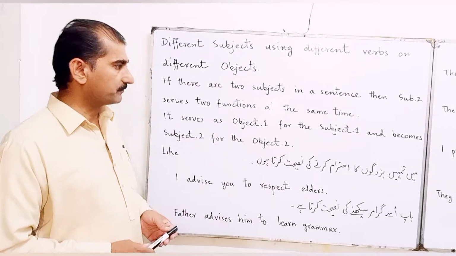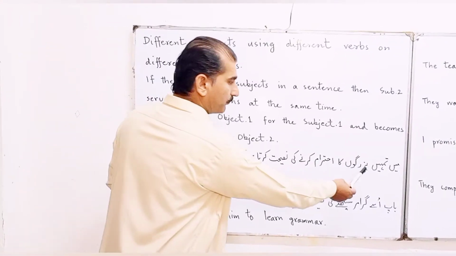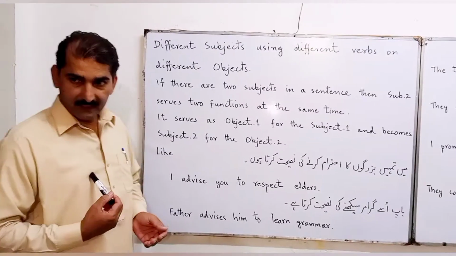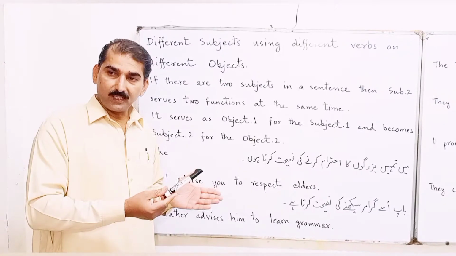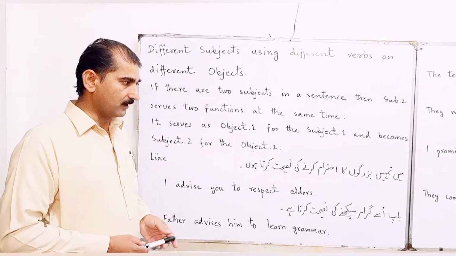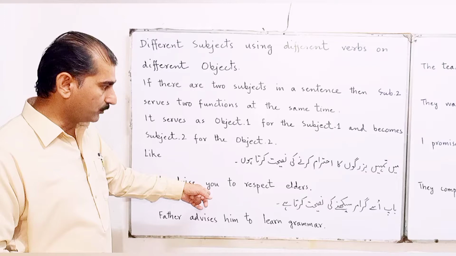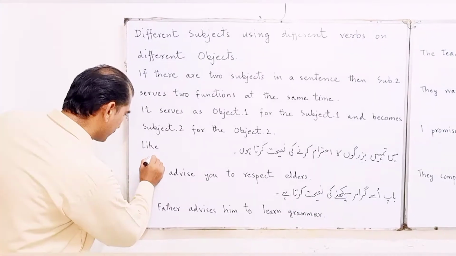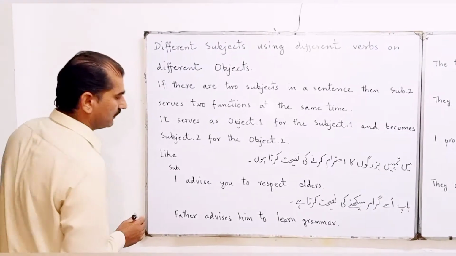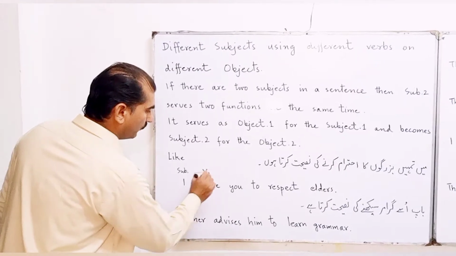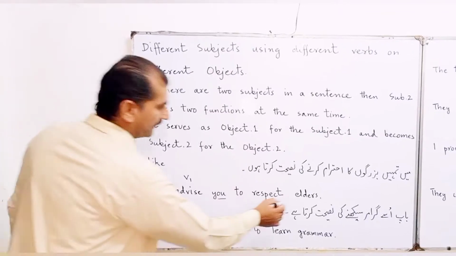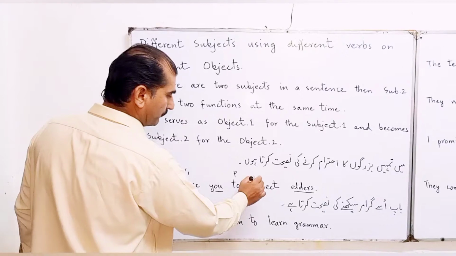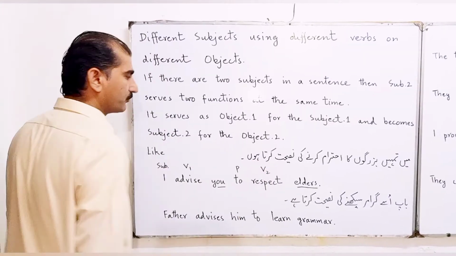Let's check the example. मैं तुम्हें या आपको बुजुर्गों का एहतराम करने की नसीहत करता हूँ. I advise you to respect elders. Now let's check its order of the words. I serve here as subject. Advise is the verb 1. You and the elders are two objects in this sentence. To is usually a preposition and respect is verb 2.